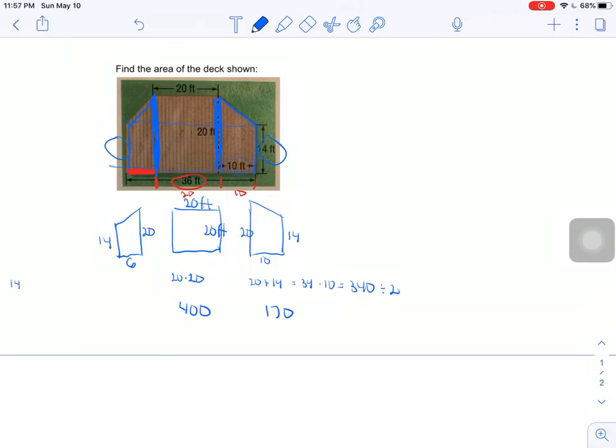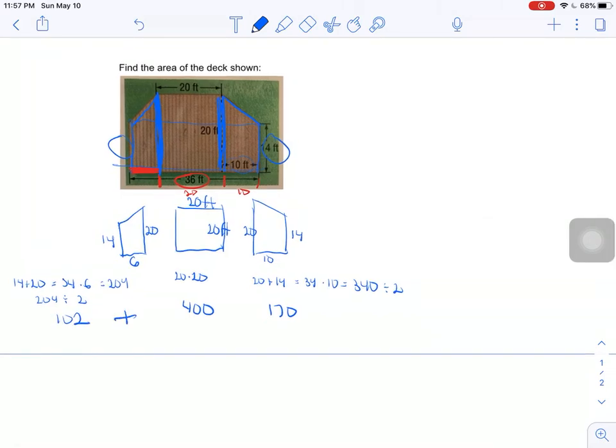Now I have to come over and do my other trapezoid. Same thing: I add 14 plus 20. That gives me 34. Then 34 times 6 gives me 204. And now I have to divide that in half, because 204 is the parallelogram that I get if I double the trapezoid. That gives me 102.